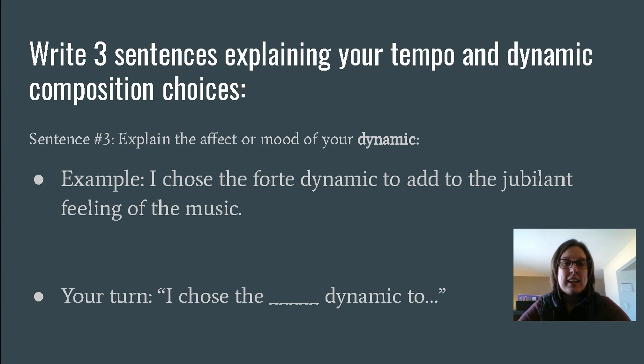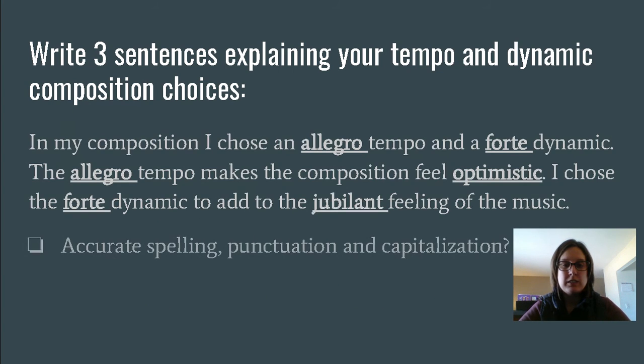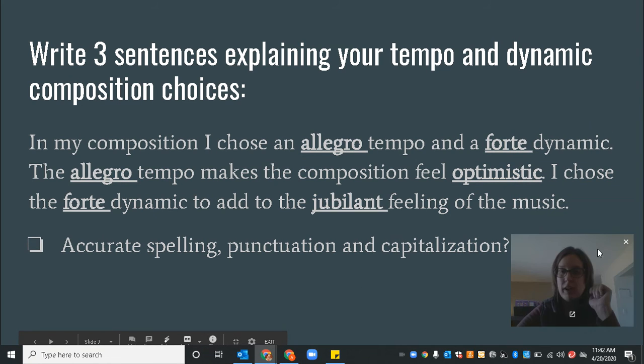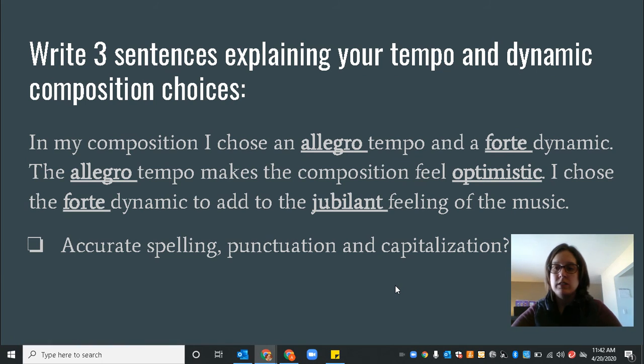Thank you. Now, if you need some extra resources, actually, I have the slide here, which will help us out as well. So before you turn in, just make sure you do this little check. Here is my complete one. And I said this, in my composition, I chose an allegro tempo and a forte dynamic. The allegro tempo makes the composition feel optimistic. I chose the forte dynamic to add to the jubilant feel of the music.